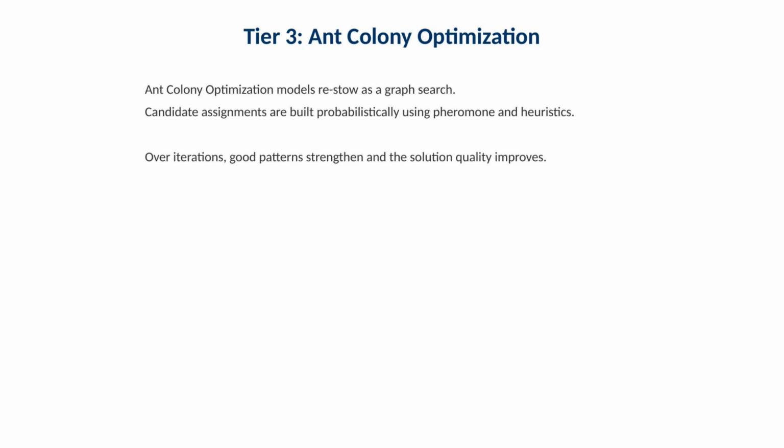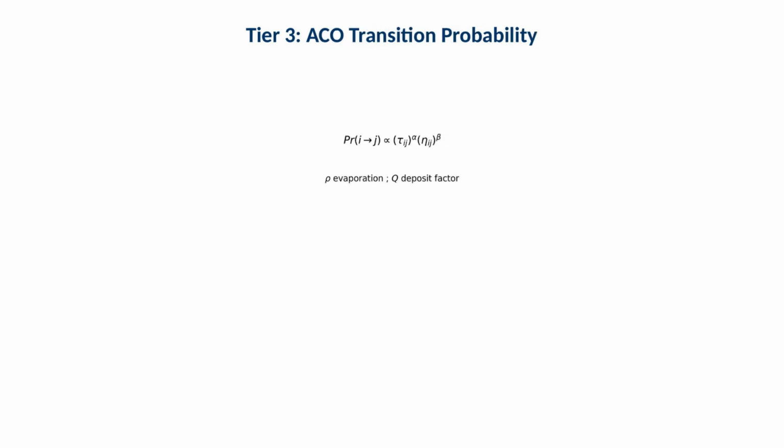Candidate assignments are built probabilistically using pheromone and heuristic desirability. Over iterations, the method reinforces good placement patterns, such as discharge port clustering, while still respecting constraints. This slide shows the probability mechanism that balances pheromone strength and heuristic desirability. Evaporation prevents early lock-in, and pheromone deposit reinforces assignments that reduce cost.